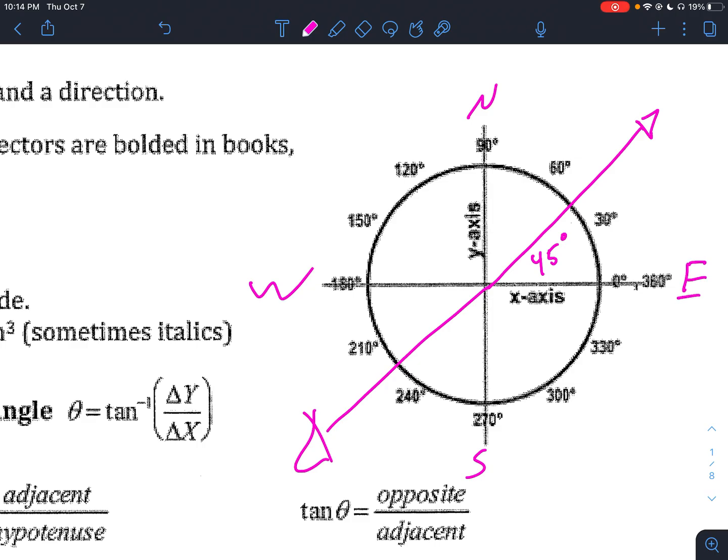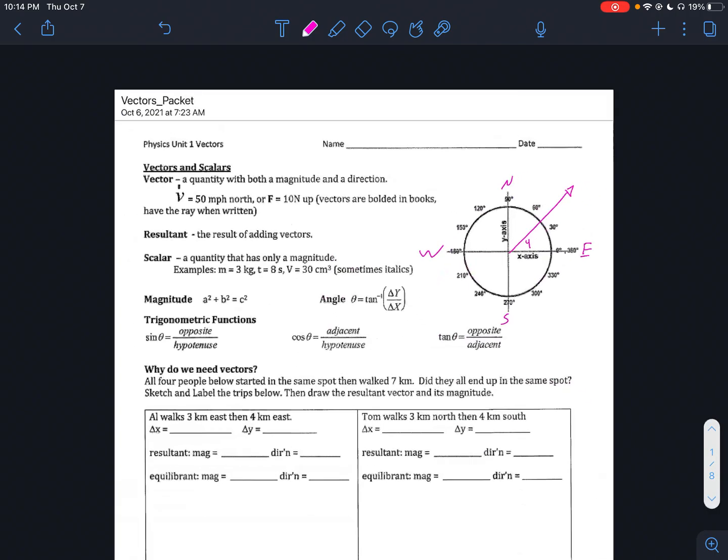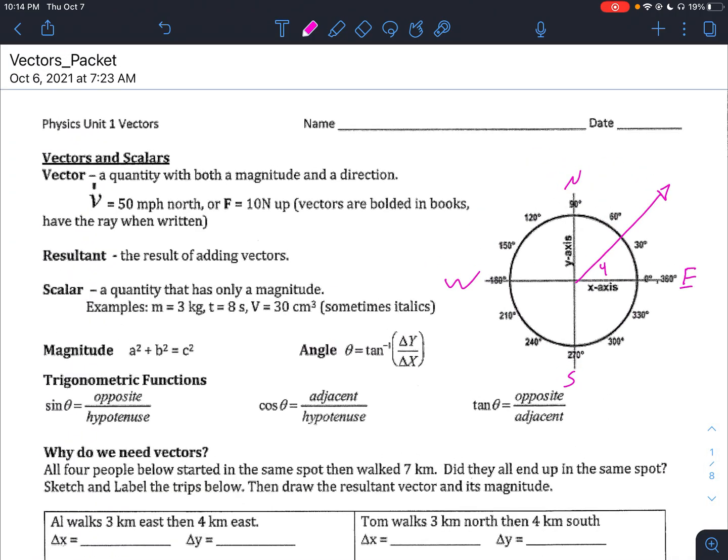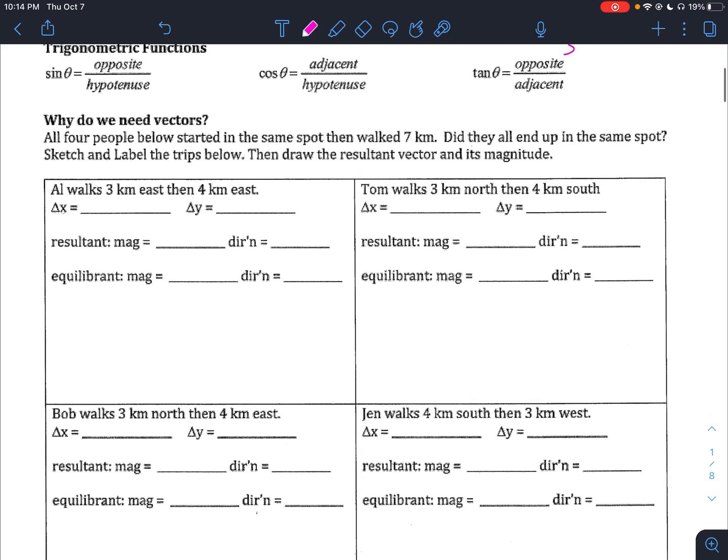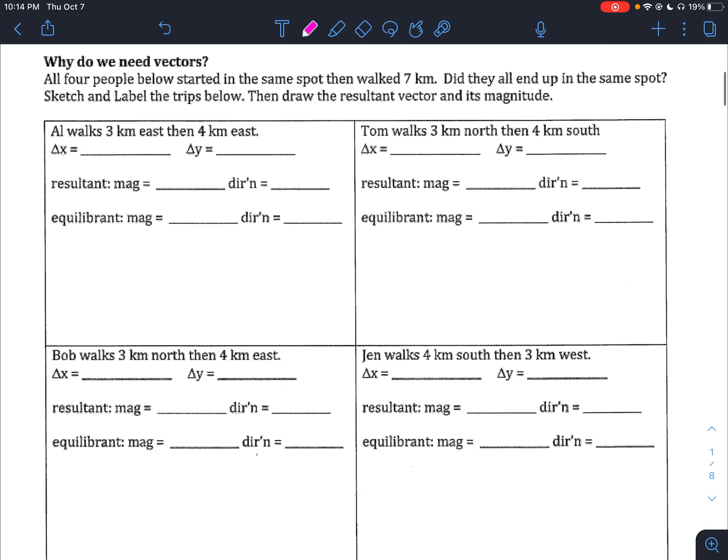All right, so here we go. Let's go back here. I'm going to go through a couple examples with you, and then you can either pause the video and try the practice or watch the video in full and then do the practice later.